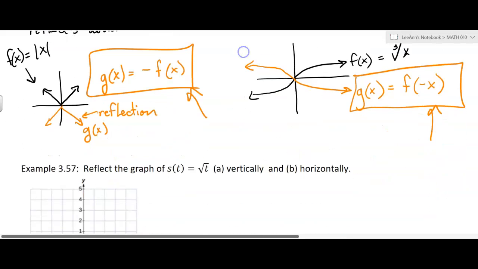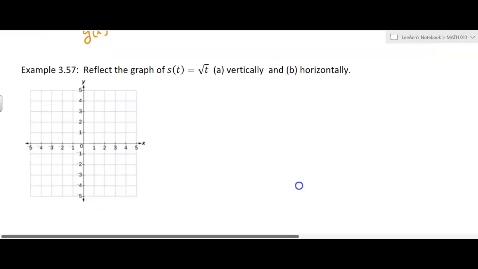Okay? All right. So they say reflect the graph of s of t equals the square root of t. Okay, so let me do just the basic square root function first of all. I'm going to do that in green. So it's a toolkit function. There it is. That would be s of t. Now, to flip it vertically, for a vertical reflection, it's going to reflect about the x-axis. So it's going to look like this.